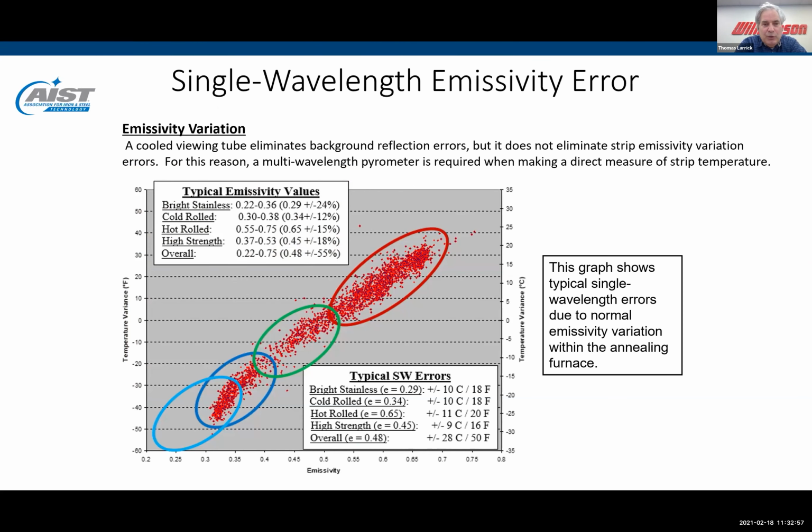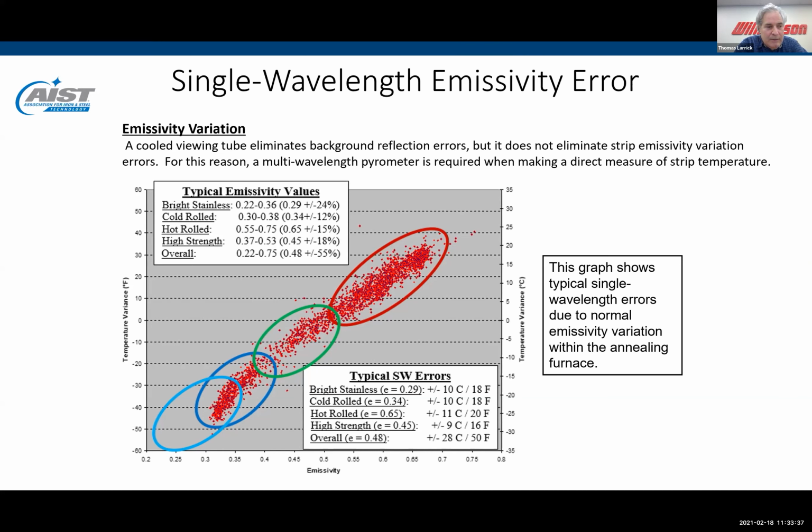Now, that cooled viewing tube only solves half of the problems. It eliminates any hot background reflections. But what about emissivity variation? This graph shows the typical emissivity variation associated with various grades of steel. The light blue circle at the bottom is the typical range of emissivity variation that we would see with a stainless steel. The darker blue is with a cold rolled steel. The red is with hot rolled steel. And that green circle in the middle is what we see typically from your high strength steels.